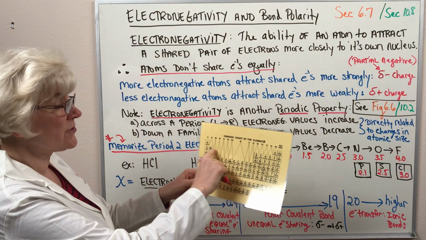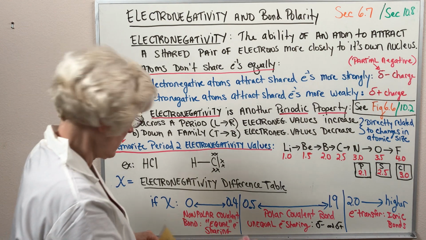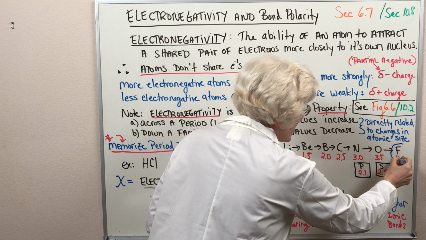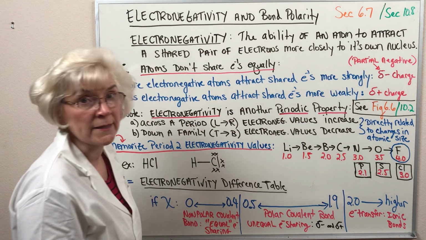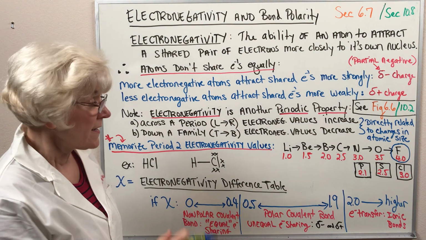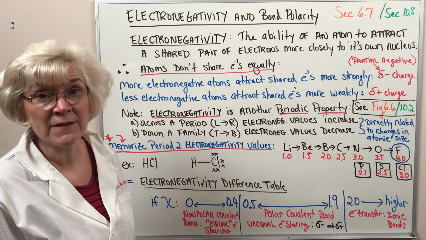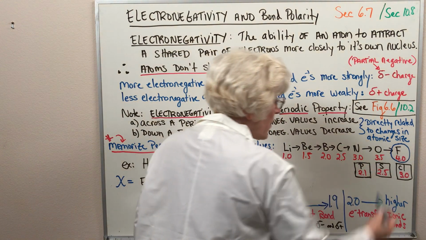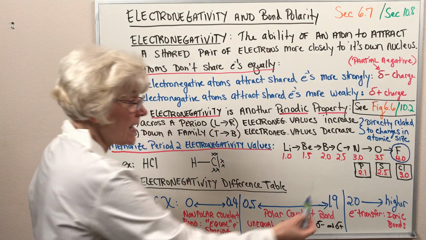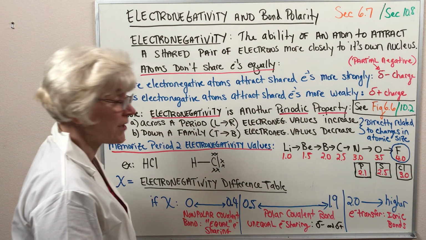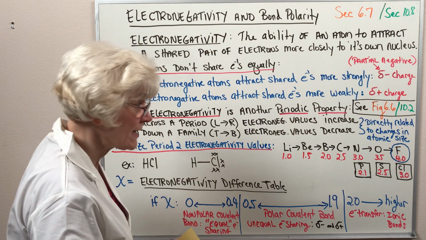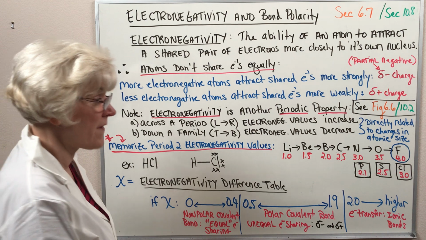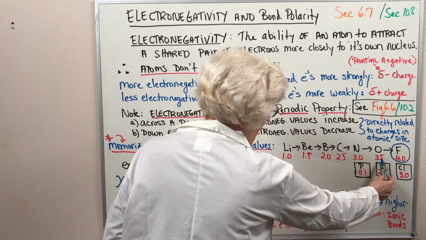Looking at the values of lithium through fluorine, I want you to pay attention here. I've written down the electronegativity value of fluorine, which is 4. That is the highest electronegativity on the periodic table. Fluorine is the most electronegative element. Once you memorize that value of 4, you can immediately figure out all the other period 2 electronegativity values, because there's a pattern.